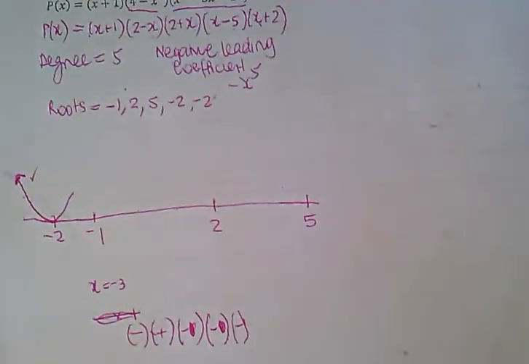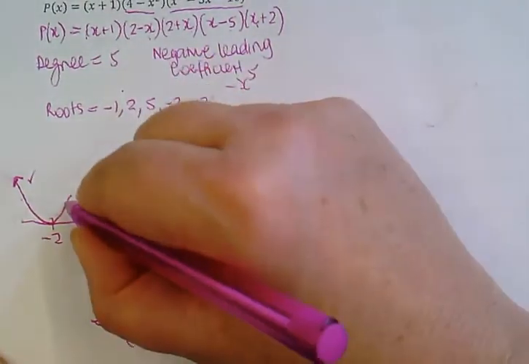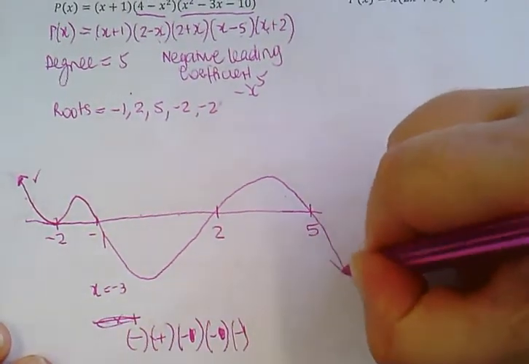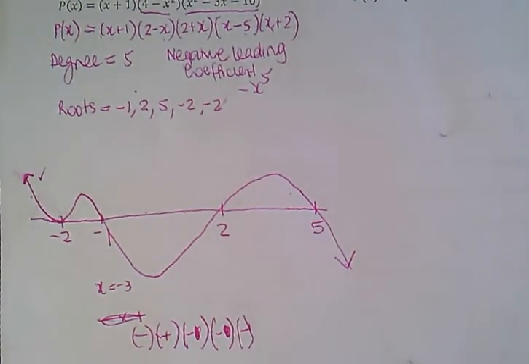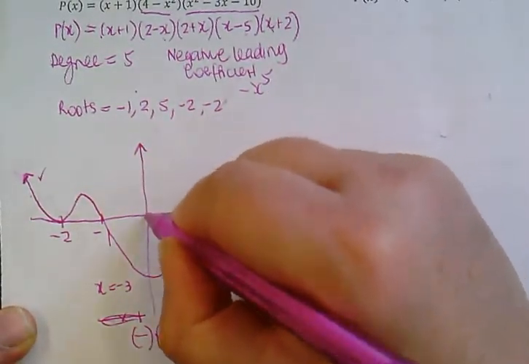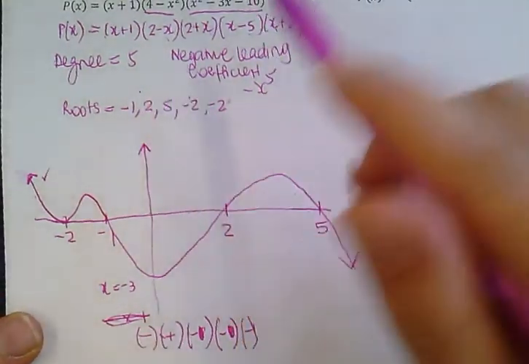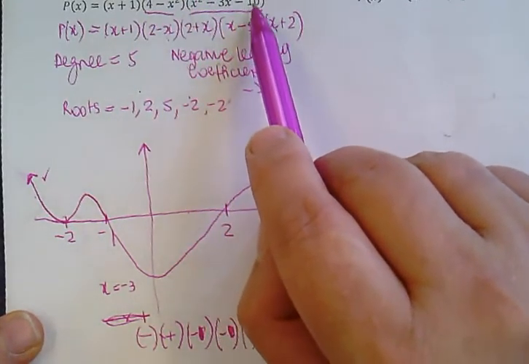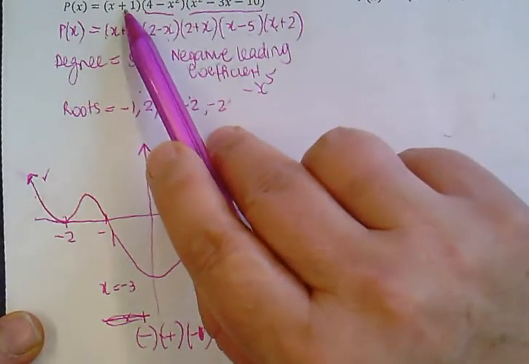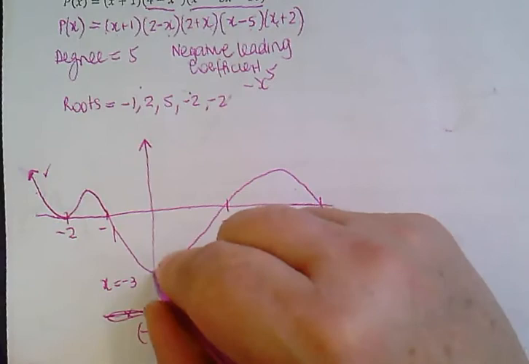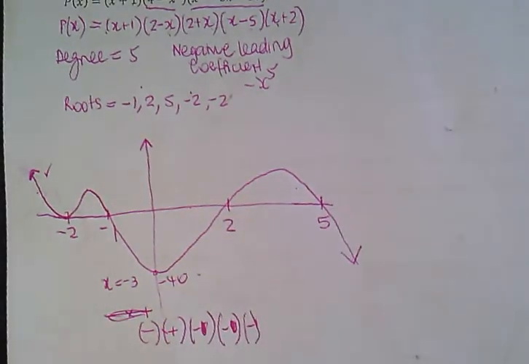That's correct. Okay, single root at 1, single root at 2, single root at 5. And that's what it looks like. We good? If you want, you can put in your y-intercept, not sure exactly where it turns. But when x is 0, looks like we've got 1 times 4 times -10, -40, if you need that. Okay?